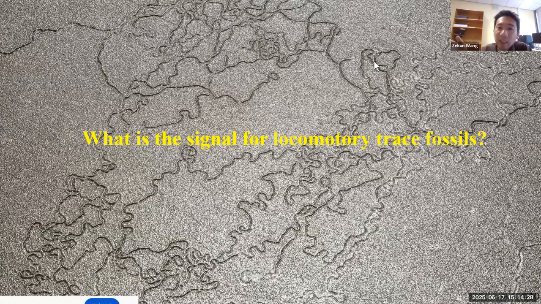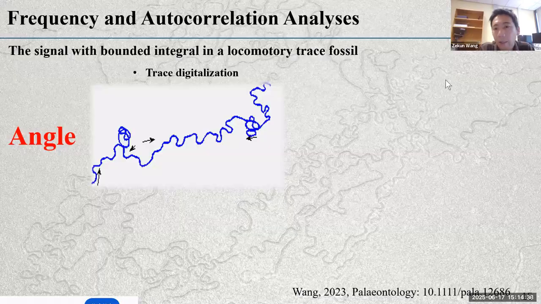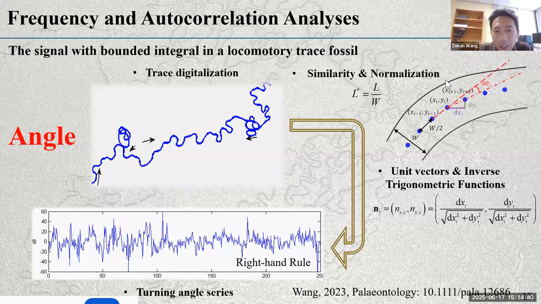So we will use the turning angles, to left, anticlockwise, or clockwise, to analyze the trace fossils. First of all, we need to digitize the traces, no matter whether it is a trace left by modern organisms in modern observations, or it is a trace fossil. It doesn't matter.